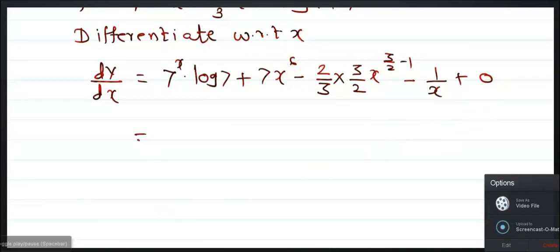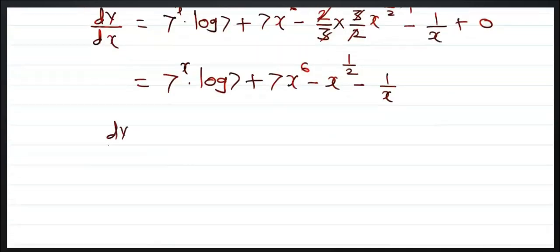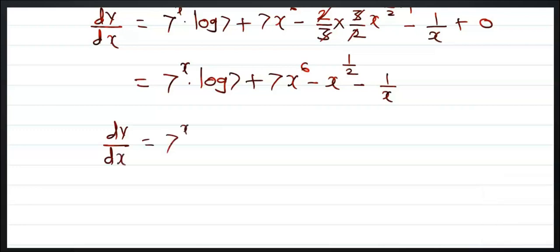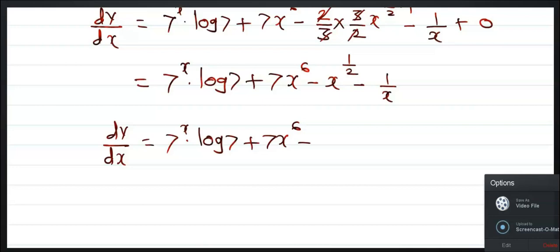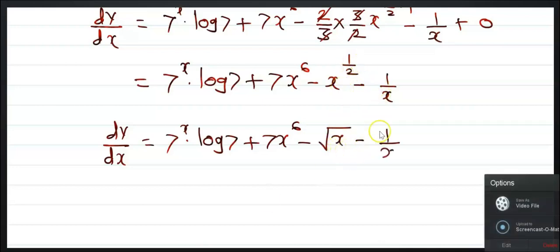Now the simplification is 7 raised to x log of 7 plus 7x raised to 6 minus x raised to 1 upon 2 minus 1 upon x plus 0. 2 upon 3 into 3 upon 2 gives 1. Therefore dy by dx is equal to 7 raised to x log of 7 plus 7x raised to 6 minus root x, x raised to 1 upon 2 means what? Root x minus 1 upon x.